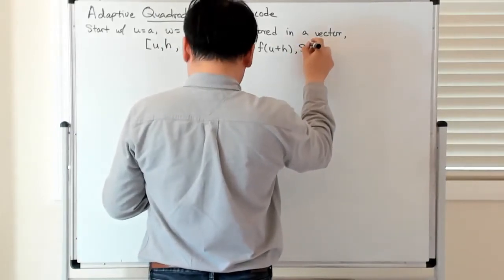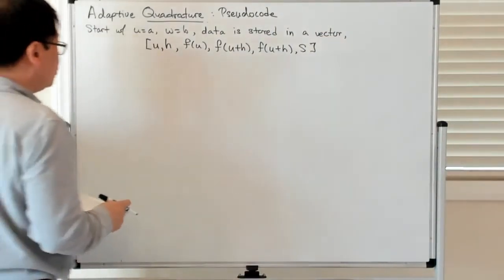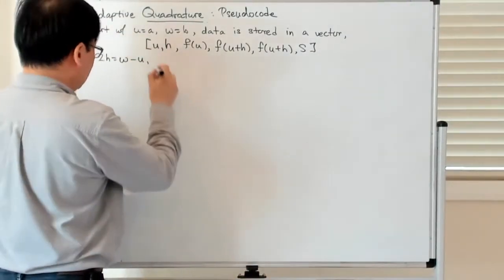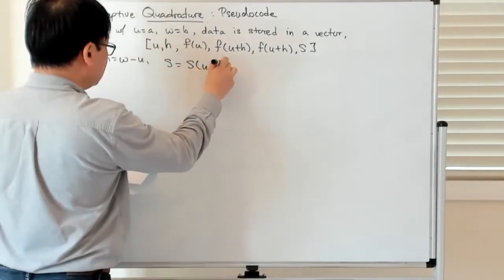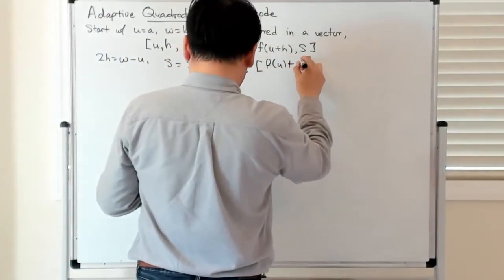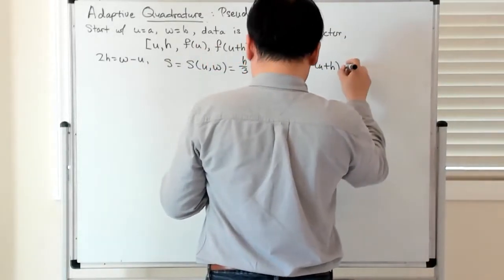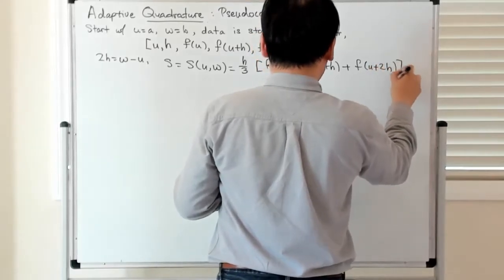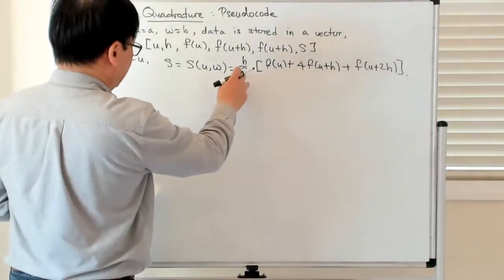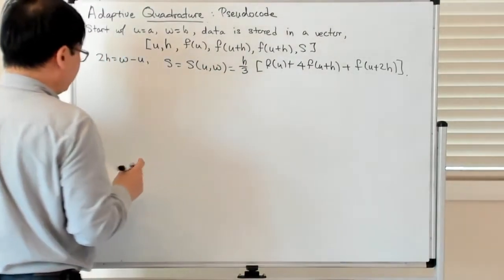And then I have S, which contains the Simpson's approximation of the integral over that interval from u to w. So 2h is equal to w minus u, and S is equal to S of uw, which is h over 3 times f of u plus 4f of u plus h plus f at u plus 2h. And it's h over 3 because the entire interval is length 2h, it's not h.